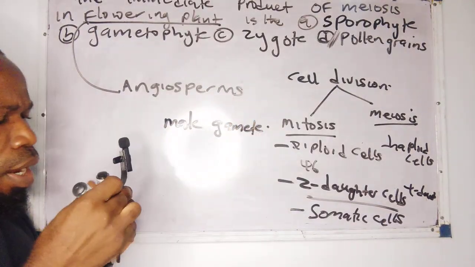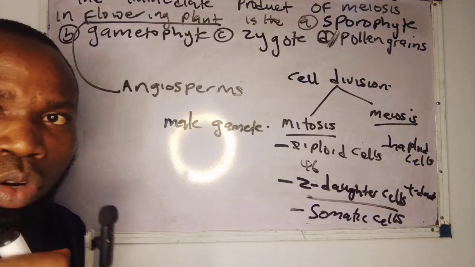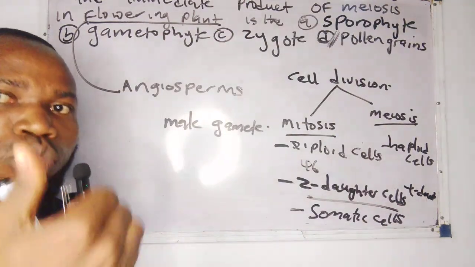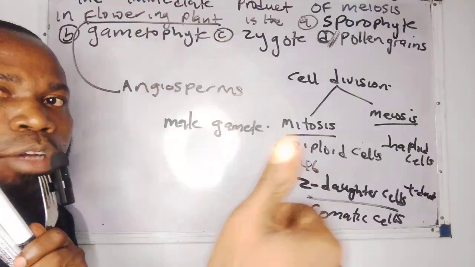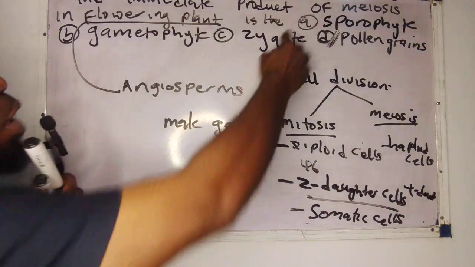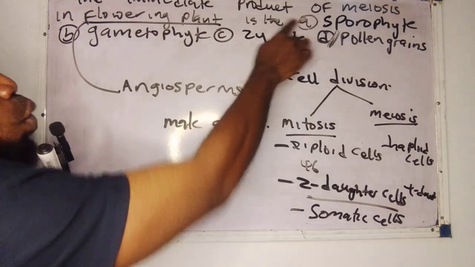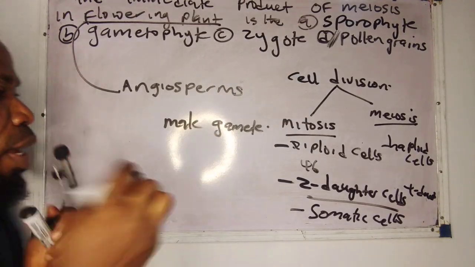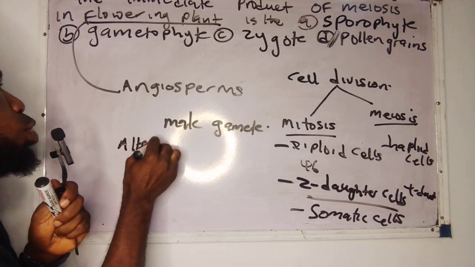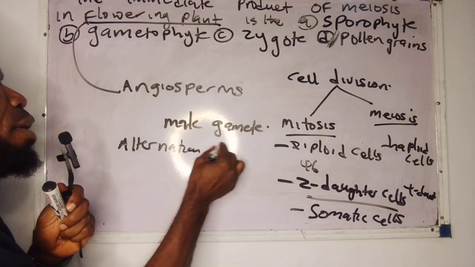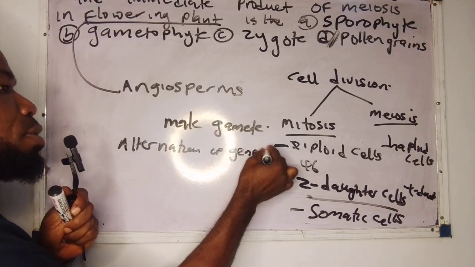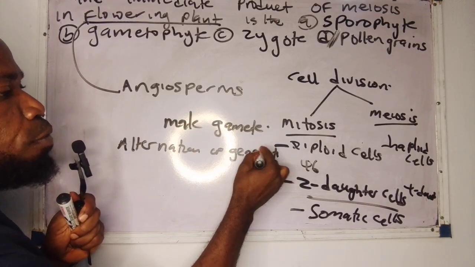Now I will not leave this question alone. I want to analyze this question back to back. Look at sporophyte, look at gametophyte. These two words, you will come across them when you hear this thing known as alternation of generation, usually occurring in plants.